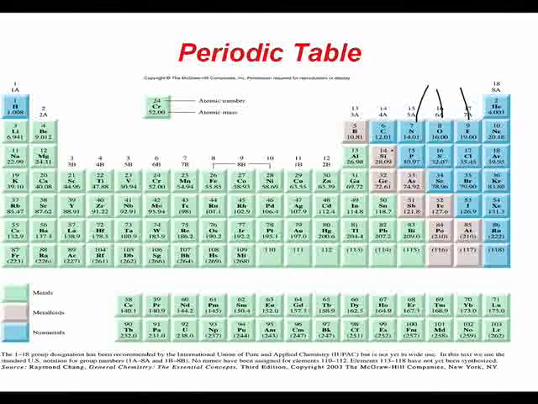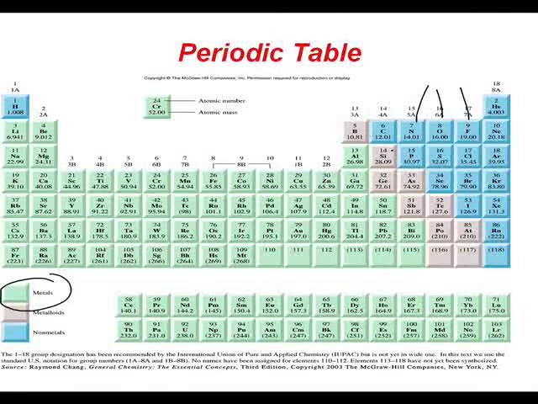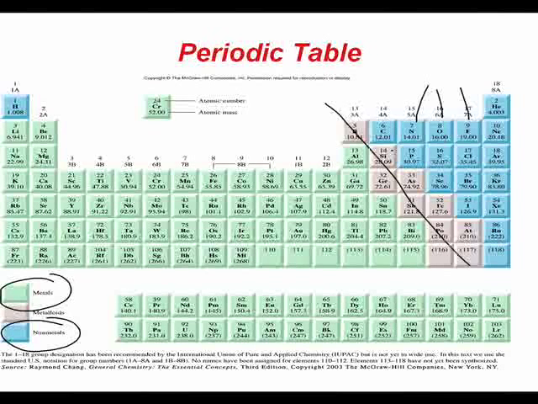The table has 3 general areas. See the green? The green means metals. The blue means non-metals, and the area in between, the delineation, are called metalloids. They kind of play it both ways. You don't have to memorize this table. You will always have one handy.